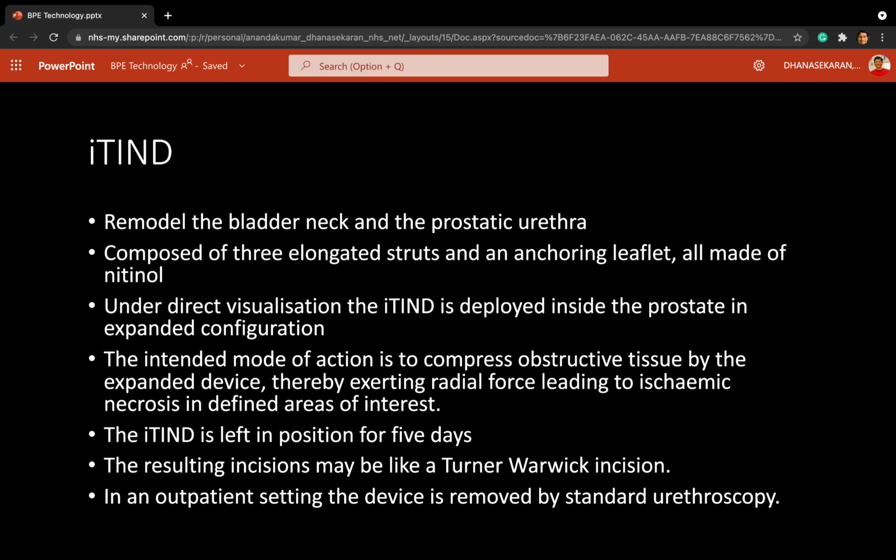Yeah, again, the key word is nitinol. So in the technology table, you should be able to produce the material it is made of, how it works, etc. So the material is nitinol. It's kept under direct visualization, and just by the mere separation it creates ischemic necrosis, like a Turner Warwick incision type of 3 incisions.